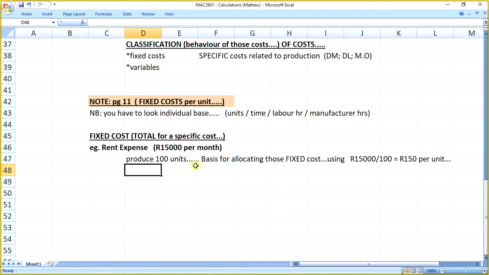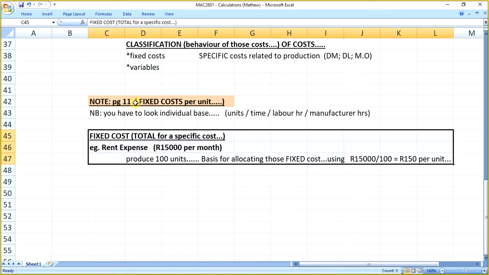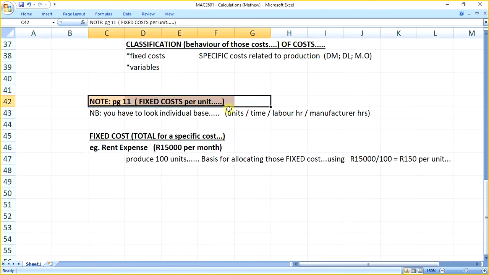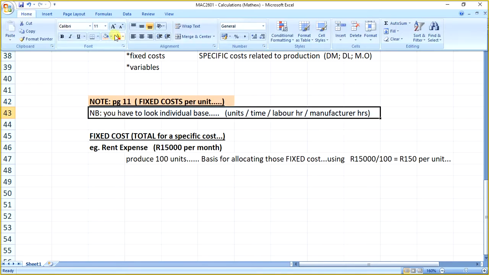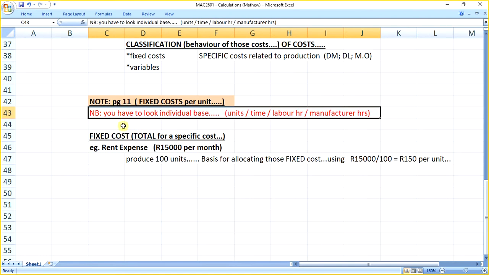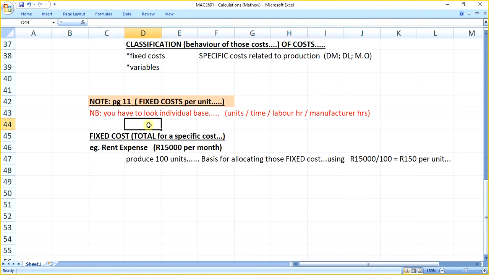Yeah, so I'm just using this as an example because here they used per unit, but it can be per labor hour or per machine hour. It all depends on the question, but you do need to consider that. That's important to understand for later on.